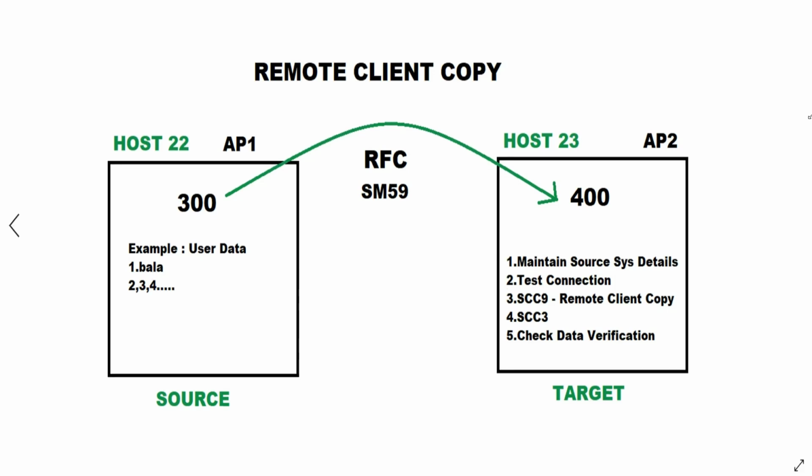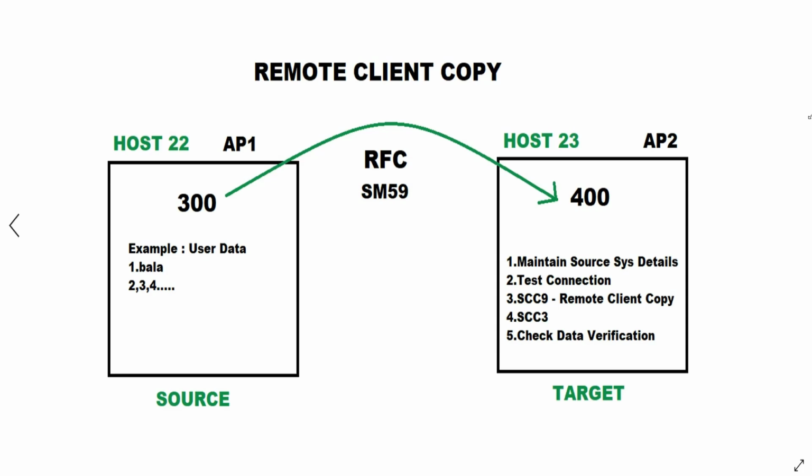This is called RFC. After hitting SM59, we need to maintain the source system details. That means we have to maintain the host 22 details here in the 400 client, on host 23. We also need to give the user details as well as the password. Then we need to test the connection, and also test the authorization as well.